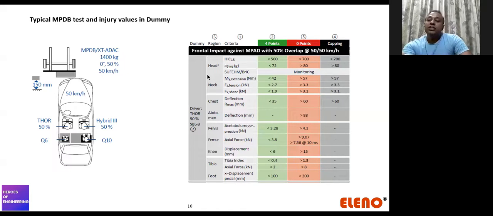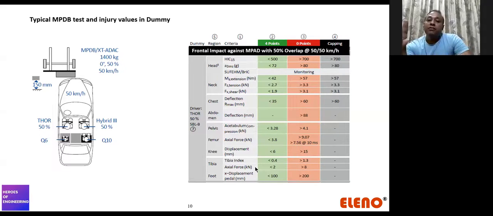Then the question comes here: what is the meaning of capping values? Capping values are called the maximum, or you can say the limiting values. You are seeing the capping values down to chest deflection. Below that, there are no capping values mentioned here. Capping values mean that if any of the injury values where the capping is defined is crossed, for example HIC 15, the maximum value is 700, and the capping value is also more than 700. So when your HIC value is more than 700, you have crossed the capping value, okay? And from the rest of the points, let's say your neck injury is less, your chest injury is less, abdomen, other points, all are green.